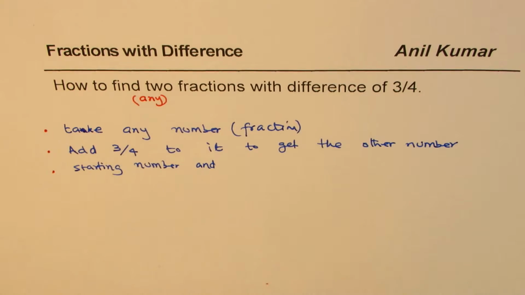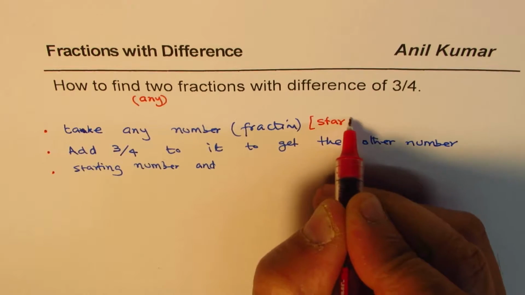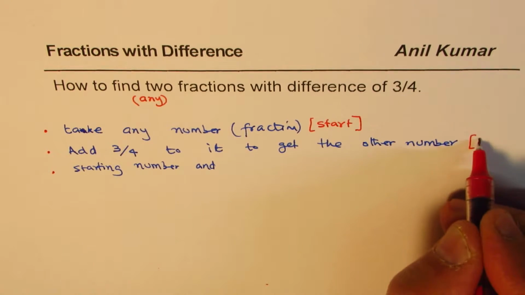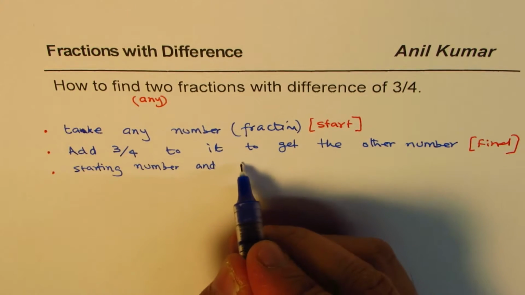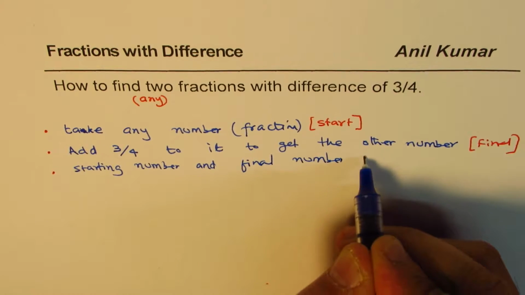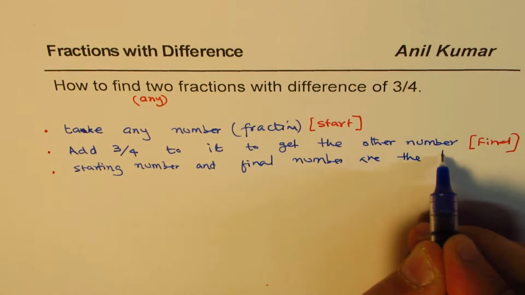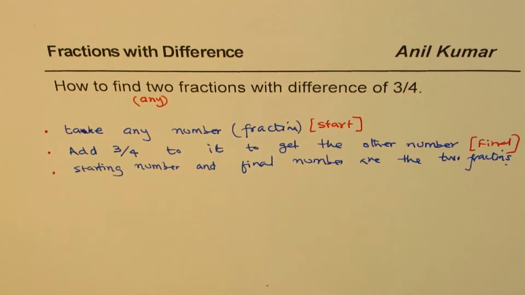So this one is your starting number, right? Take any number; we'll call this the starting number. You start at this, and this is your final number. So the starting number and the final number are the two fractions. Is that okay? Now you say, well, if I start with 1, 1 is not a fraction. Every number like that is a fraction. 1 could be written as 1 over 1. Do you see that? So let's take up examples now.